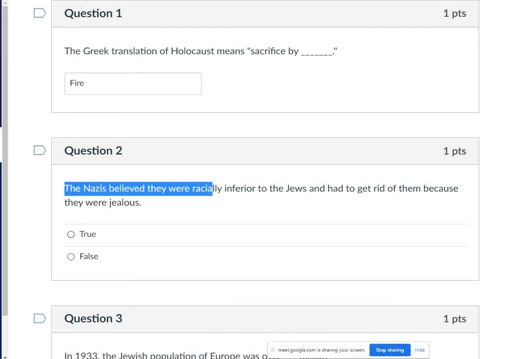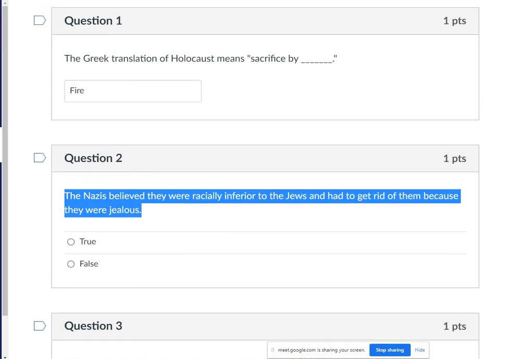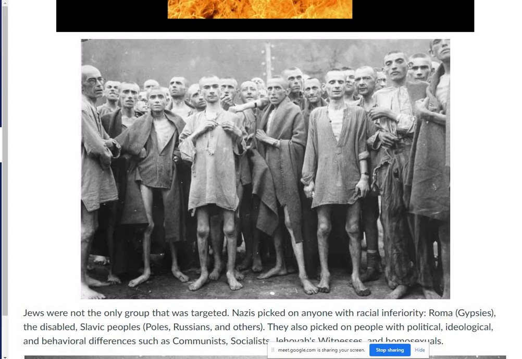The Nazis believed the Jews were racially inferior and had to get rid of them because they were jealous. All right, here's another picture. Most of these were probably taken when the camps were liberated. Again, these people would not have lasted much longer. You can just see how thin and sick they are.